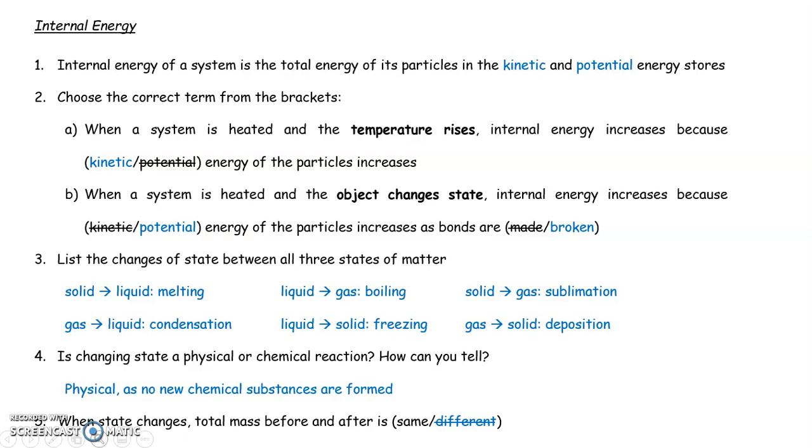Changing state is a physical reaction. It's not a chemical reaction. And how can you tell? Because in chemical reactions, new chemicals are formed. But in a physical state change, no new chemicals are formed.